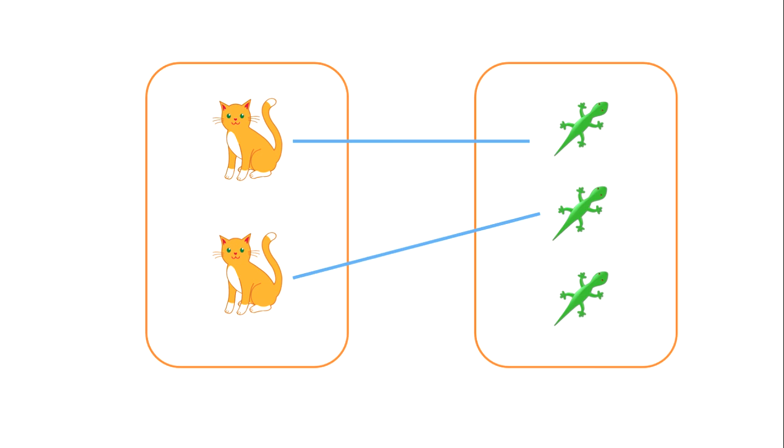Okay, yes, indeed. So we have 2 cats here, but there are 3 lizards. So they don't have the same number of objects. There is 1 more lizard in this set than in the cat set. So that means this set is not equal. That's why I put a stroke through the equal sign. The set of lizards has 1 more than the cat set. Okay, so it's not equal.